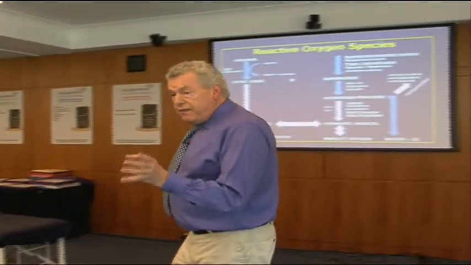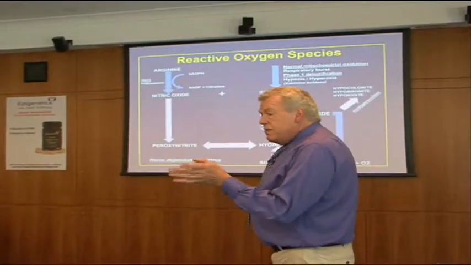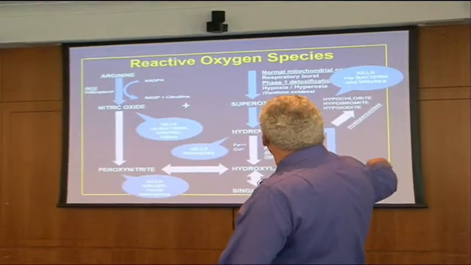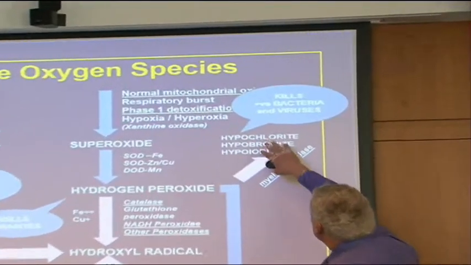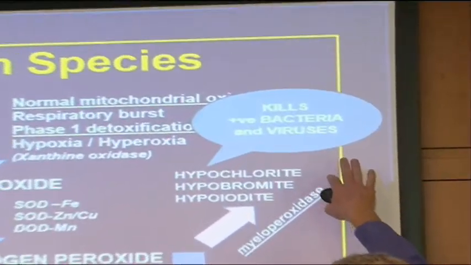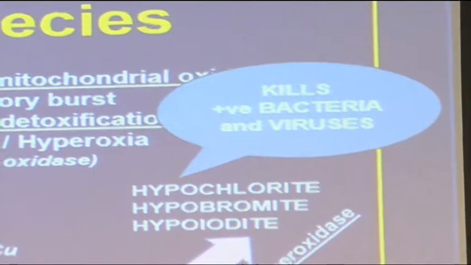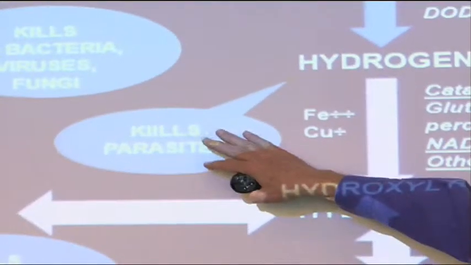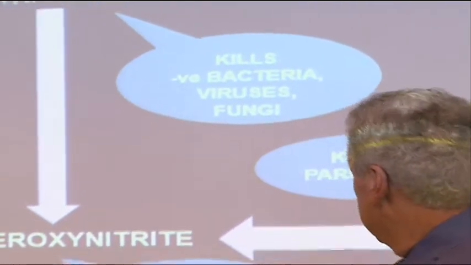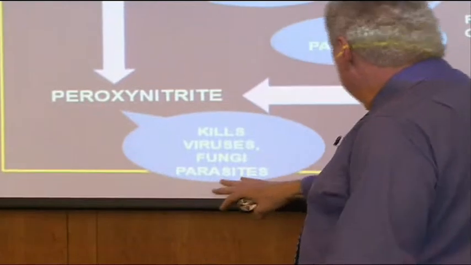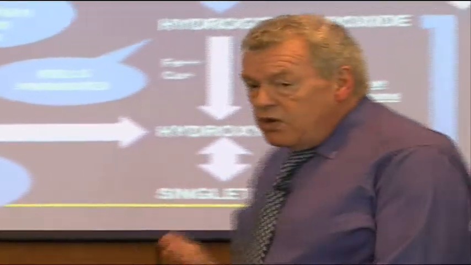Why do we have free radicals? The answer, as I said before, is to kill bugs. So these hypochlorite, these halogens here, kill gram-positive bacteria and viruses. Hydrogen peroxide is there to kill parasites. No question about that. Nitric oxide kills gram-negative bacteria, viruses, and certain fungi. And peroxynitrate kills viruses, fungus, and some parasites. So they're all there for a reason.